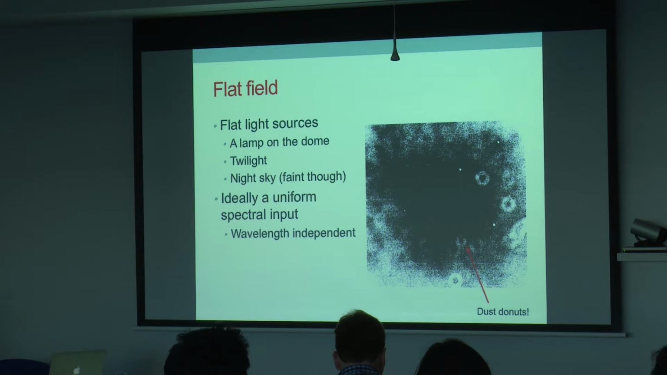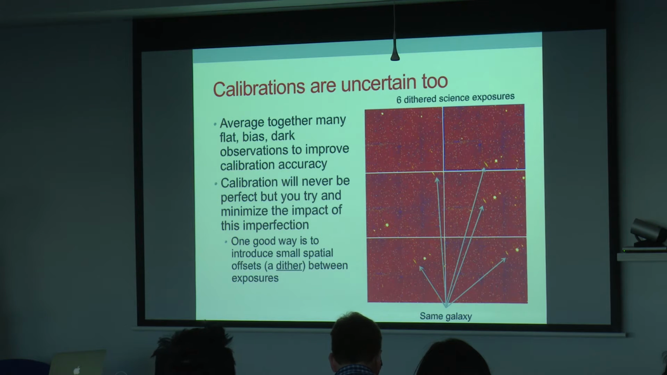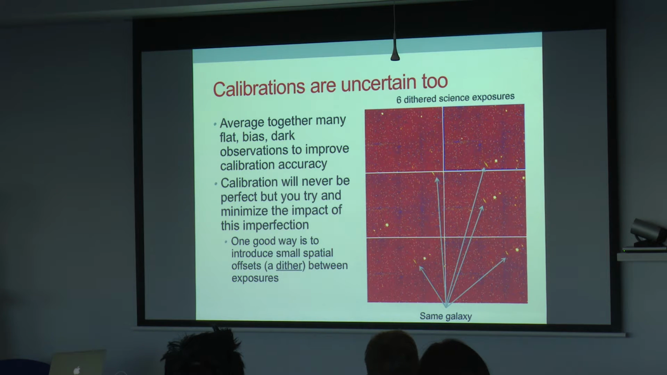Ideally, you want to have a source that's uniform in terms of wavelength, so you can correctly account for how this varies as a function of wavelength. As I mentioned, though, it's challenging, in particular, to measure the flat-fielding corrections you need for a given image. One way to mitigate this uncertainty in your calibrations is to take science exposures that are dithered, where you take your image at slightly different locations between different science exposures.